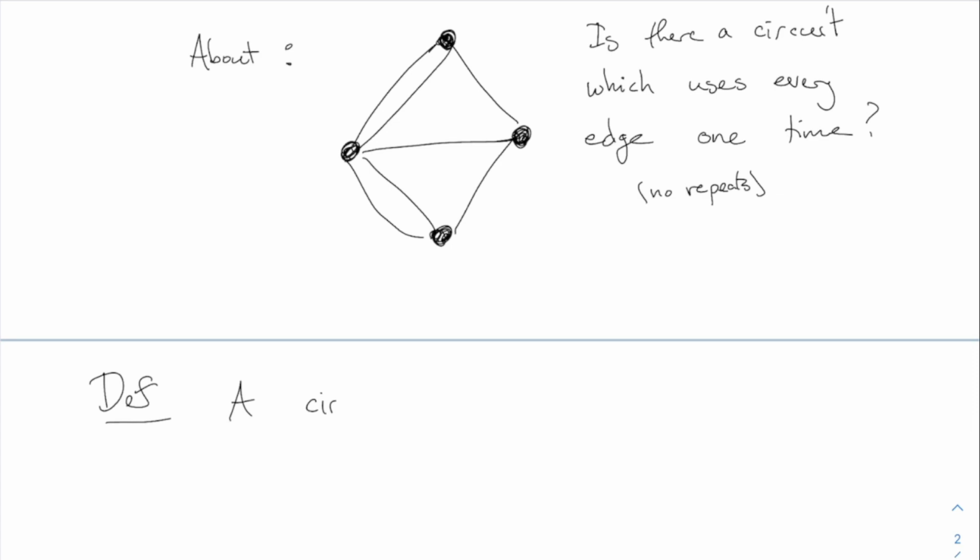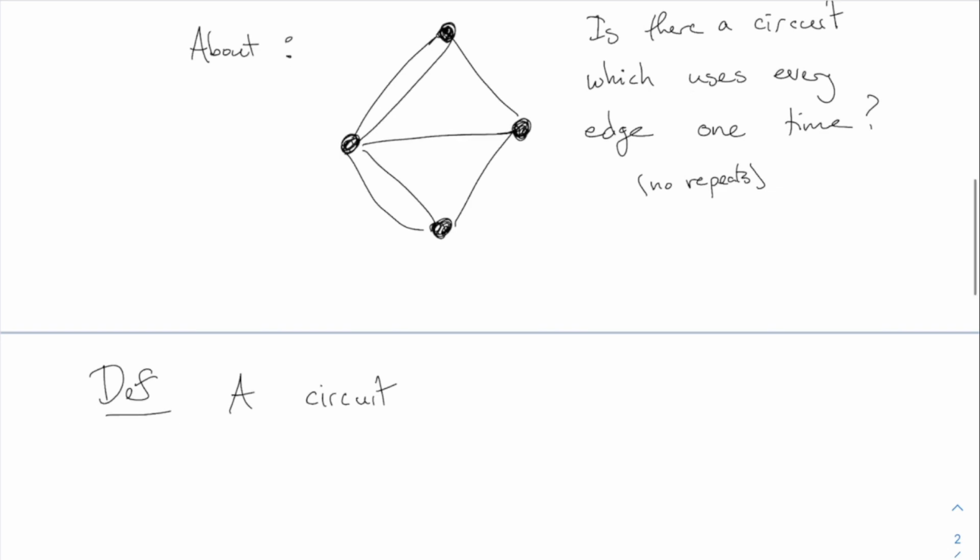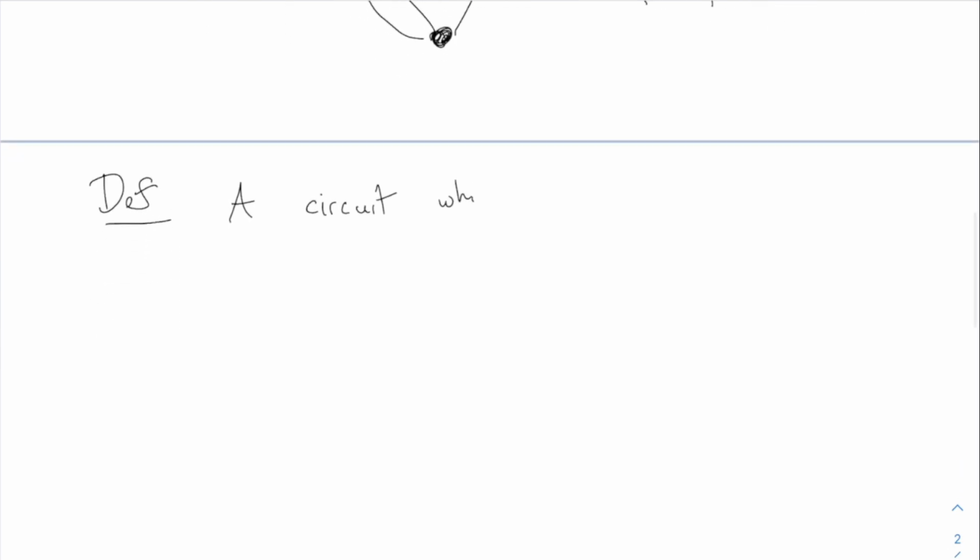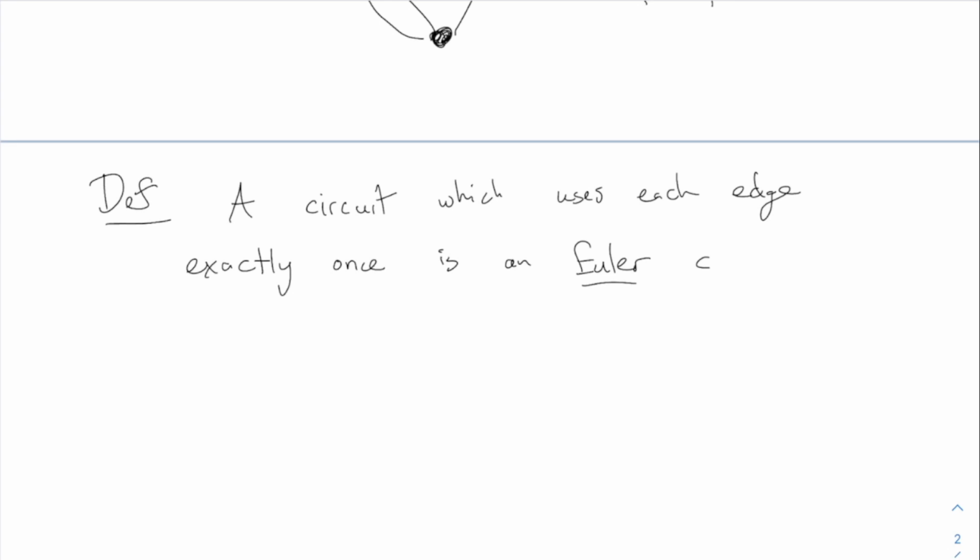A circuit in a graph, remember a circuit is just a path which begins and ends at the same place. A circuit which uses each edge exactly once. That means no more, no less than once. One time with no repeats. A circuit which uses each edge exactly once is called an Euler circuit.